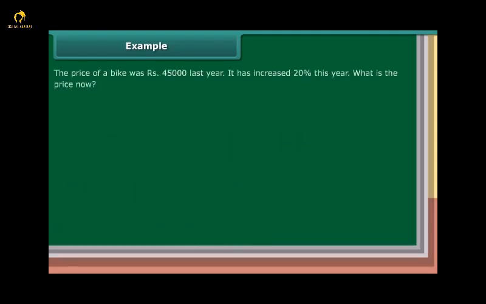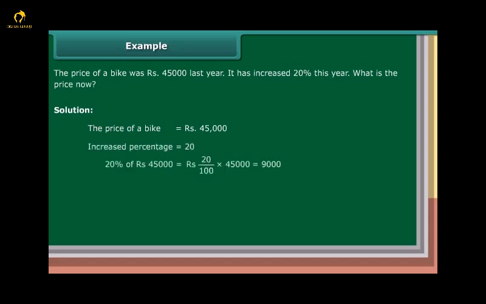Example. The price of a bike was Rs 45,000 last year. It has increased 20% this year. What is the price now? Solution. The price of a bike is equal to Rs 45,000. Increased percentage is 20. 20% of 45,000 is equal to 20 upon 100 into 45,000, which is equal to Rs 9,000. New price is equal to old price plus increase, which is equal to Rs 45,000 plus Rs 9,000, which is equal to Rs 54,000.